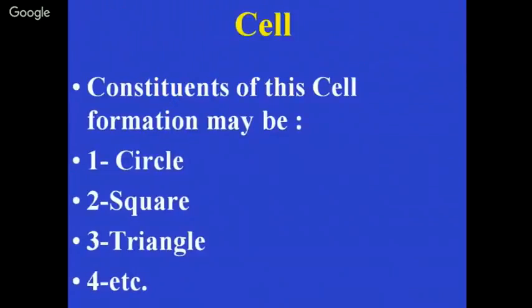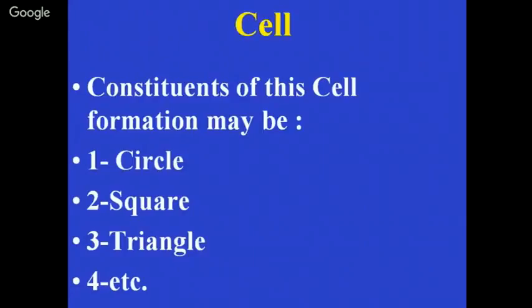Cells that were hexagonal in nature, but nowhere have we defined what the shape of a cell should be. A cell may be a circle, square, triangle, or any type.